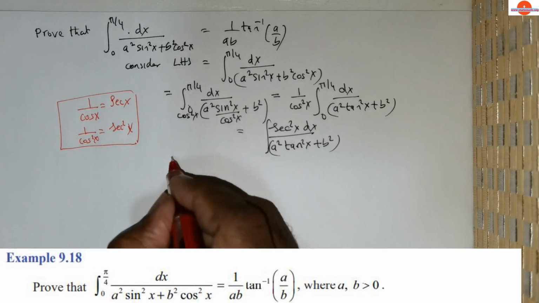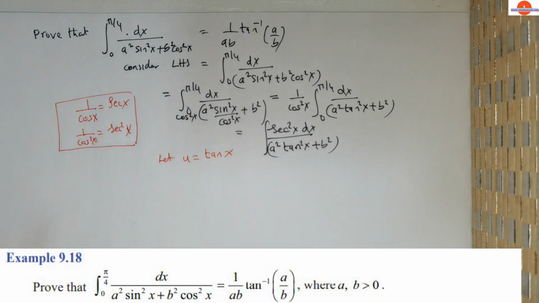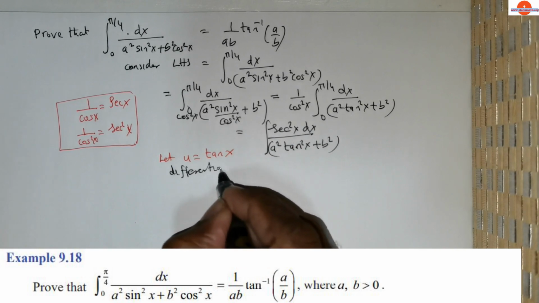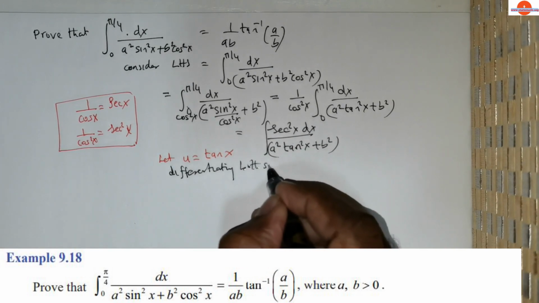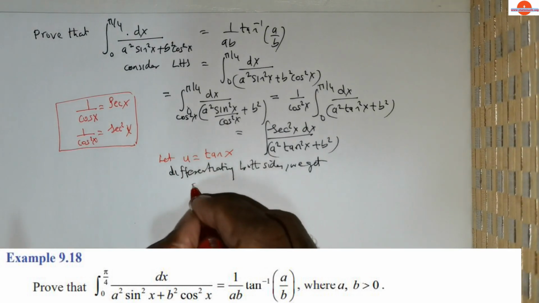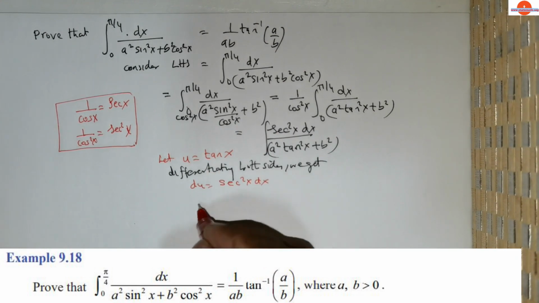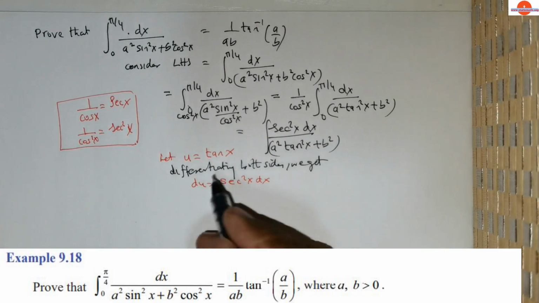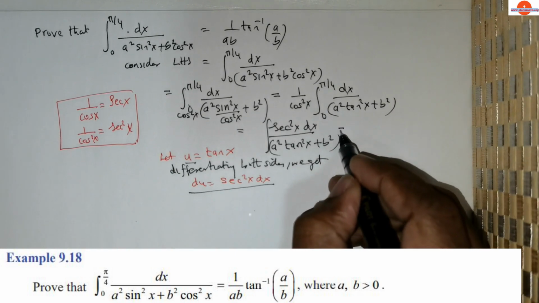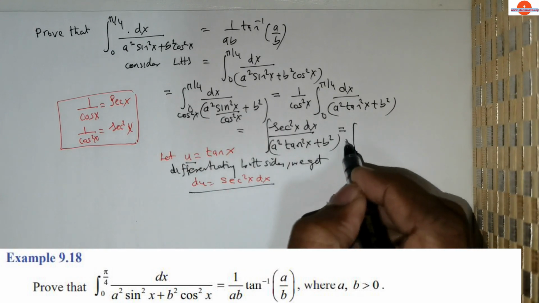So what I'm going to do is make the substitution, let u be equal to tan x. Now when you take u equal to tan x, you differentiate both sides. Differentiating both sides, what do we get? The differential of u is du, the differential of tan x is secant squared x times dx. So therefore the question can be rewritten as, I'm not placing the limits for now.